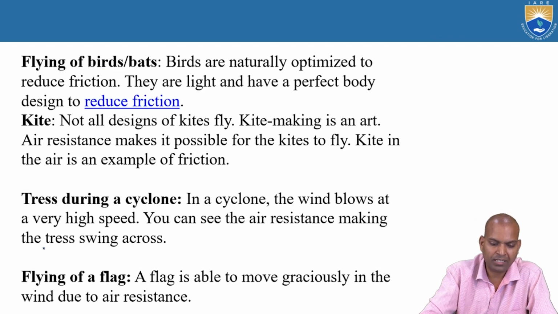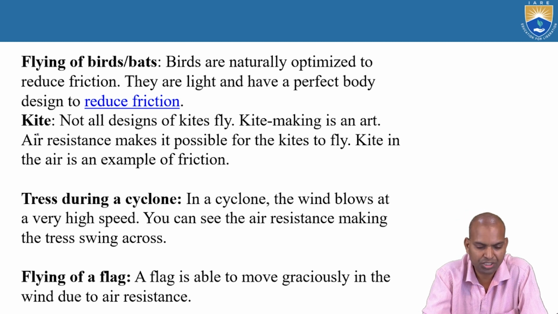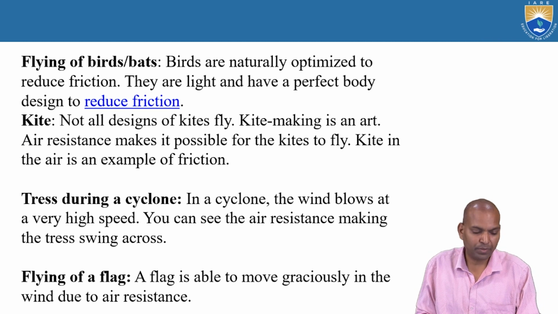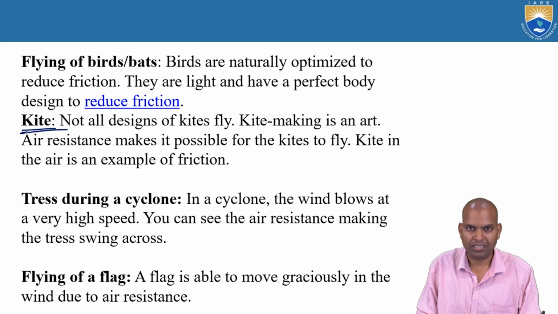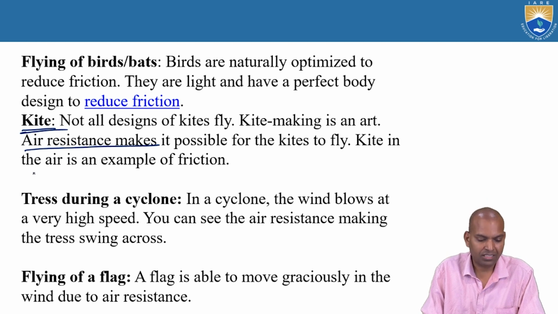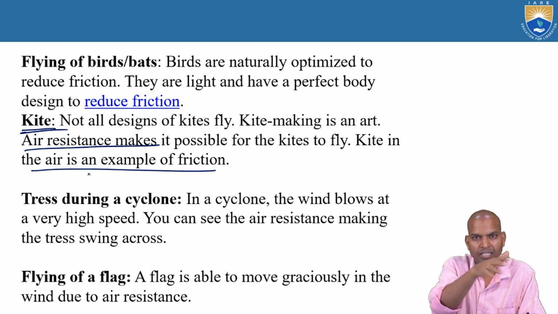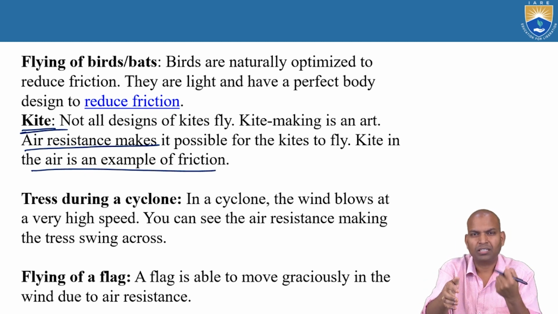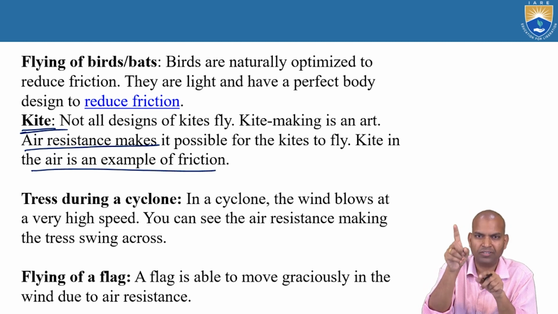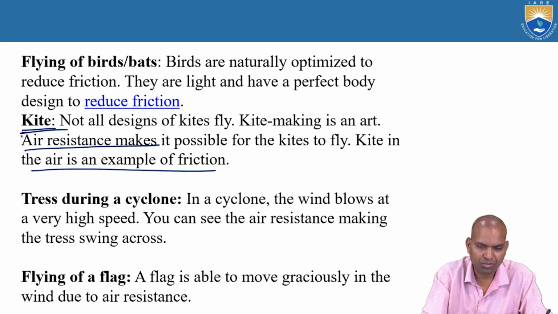The next one is the flying of birds or bats due to air friction, and they are also light in weight to reduce the friction. The next is the kite. A very simple example, it moves. Not all designs of kites will fly; very few designs will fly. So the kite design is very important, so that it can fly. It is an art. Air resistance makes it possible for kites to fly. A kite in air is an example of friction, able to move. It gives different motions, and the kite flyer moves the thread in proportion to that. He will balance in such a way that it keeps moving. Otherwise, it falls down.